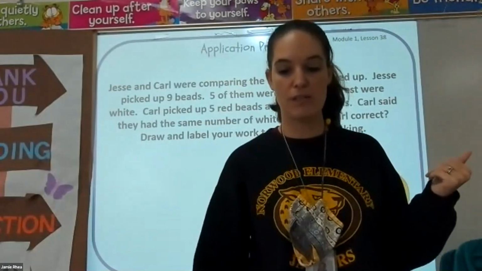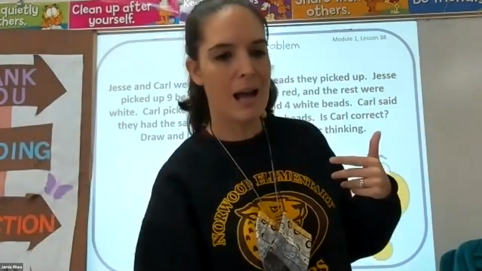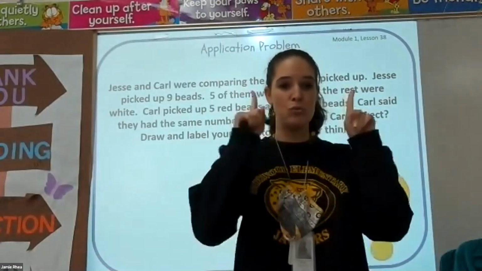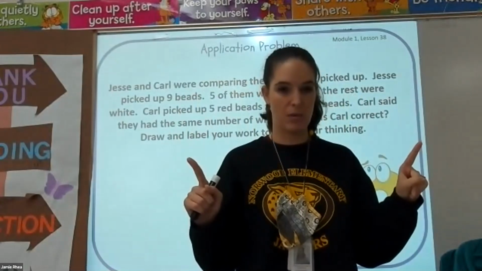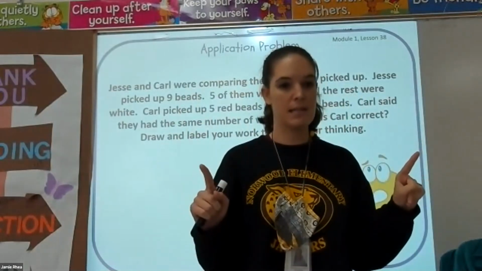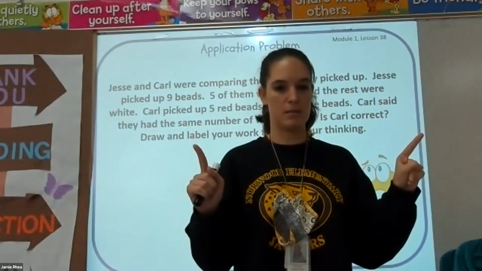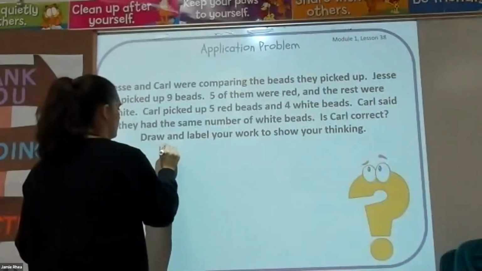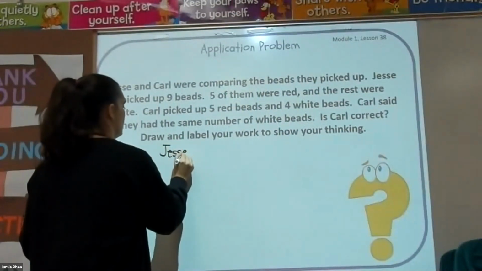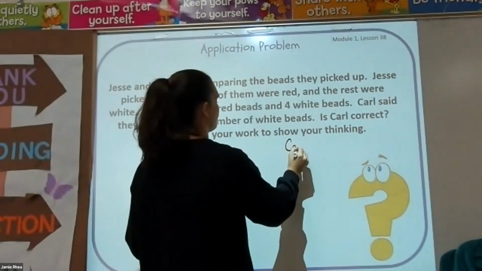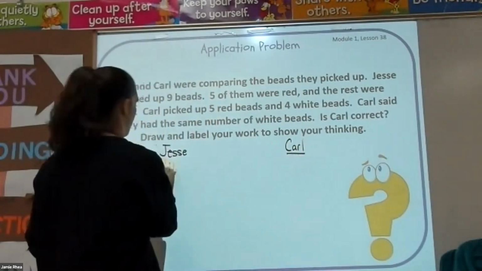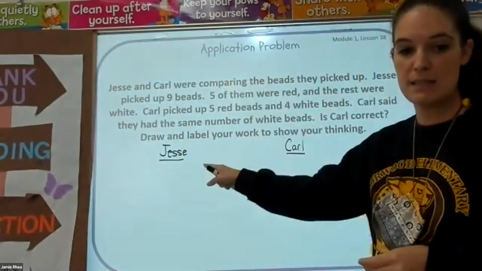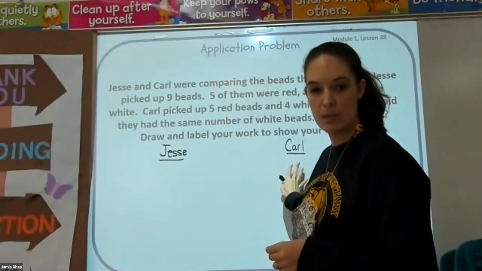So let's start looking at clues. And here's what I'm gonna do. I know that we have 2 people, Jesse and Carl. So I'm gonna do 2 separate things, okay? That way it'll help me see what Jesse has and what Carl has. So I'm going to label this side Jesse and this side Carl. Okay, that way I know that if I'm working with Jesse's numbers, I can put it over here. If I'm working with Carl's numbers, I can put it over here.